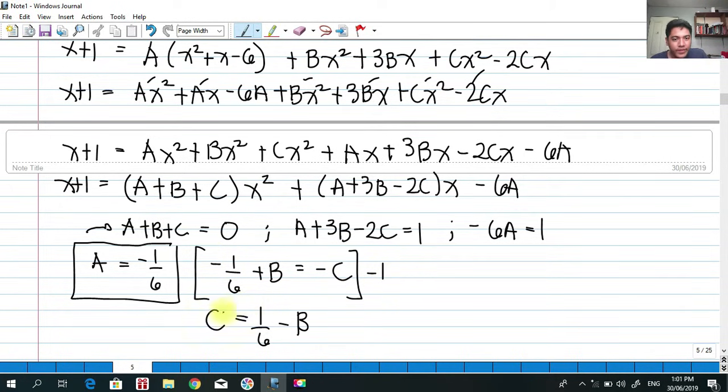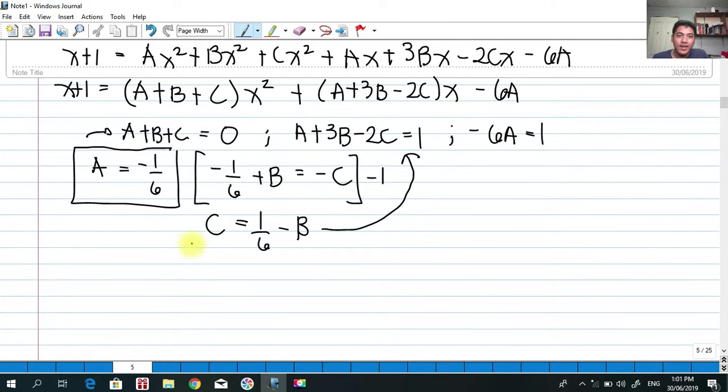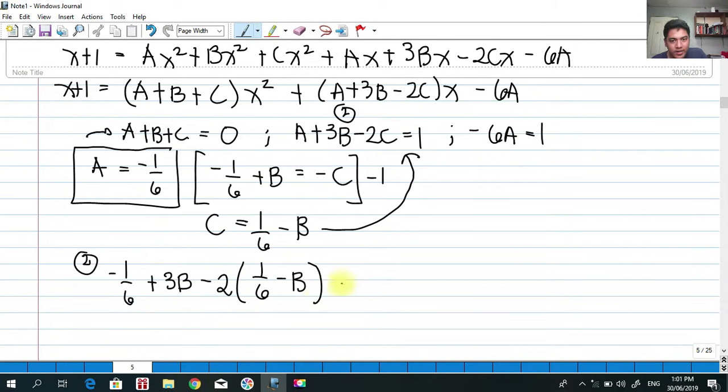So that this equation, we can use for the second equation. What are we going to do? This is simply solving linear equations simultaneously. So for the second equation, number 2, a is equal to negative 1 over 6 plus 3b minus 2c, where c is 1 over 6 minus b, is equal to 1.